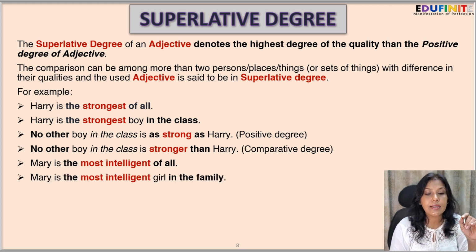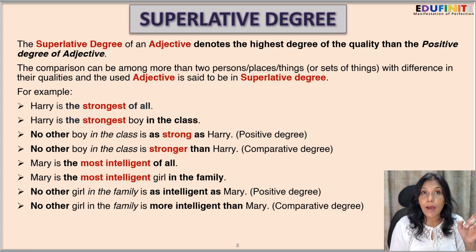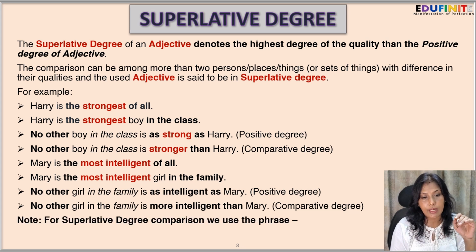So again, we can say when we are comparing in a group, Mary is the most intelligent girl in the family. When we say it in a positive degree, how can we say? No other girl in the family is as intelligent as Mary. Now, in the comparative form, we can say no other girl in the family is more intelligent than Mary. So what do we see? The basic form for positive degree, intelligent. For comparative form, we use more intelligent, and for superlative form, we use most intelligent.